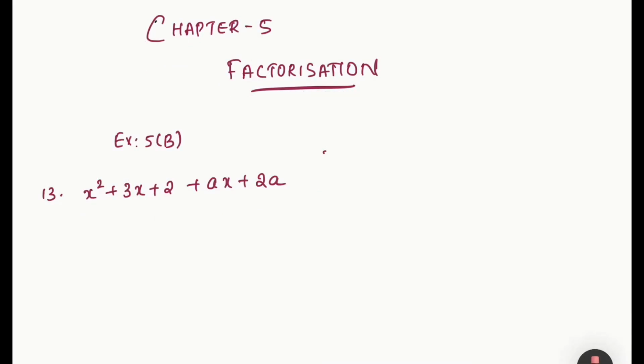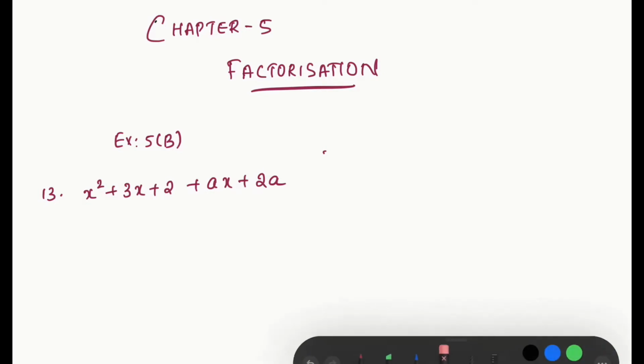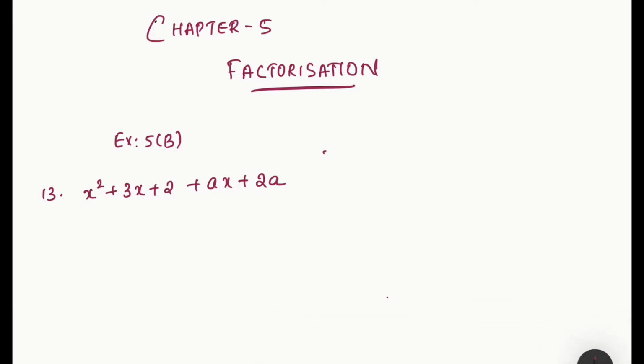When it's given as 3x, and we have 5 terms here, it's very difficult to group. So what can we do here? We can split this 3x as 2x plus x. How can we write them up? We can write it as x square plus 2x plus x plus 2 plus ax plus 2a.